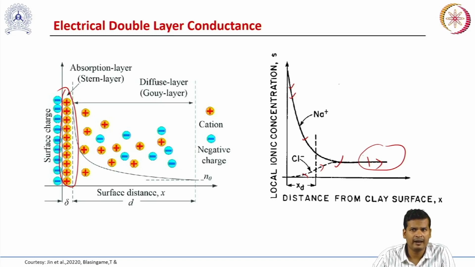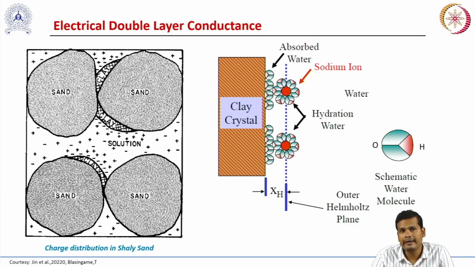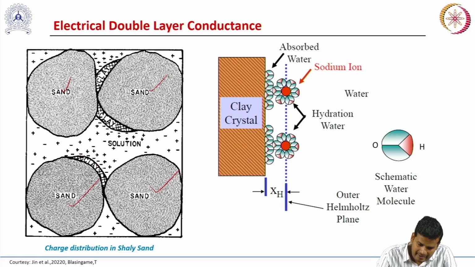If I visualize this in our reservoir formation, this is our sand grain, this is our sand grain, and we have a dispersed clay here. This is my clay material, and the clay surface has negatively charged ions, and the positive ions are near the clay surface. So positive ions, or cations, are concentrated near our clay surfaces.